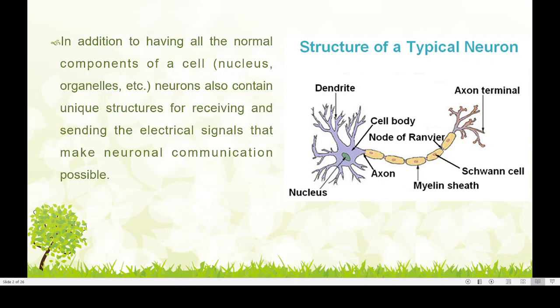Then there is a long tail-like structure, which we call the axon. And from the nucleus we have several projections which we call the dendron. So this is the basic structure of a neuron. Now if you look at the center, this main part of the neuron, we call it the cell body. This entire structure which contains the nucleus is known by the name cell body. Then we have a long tail which we call the axon, and these structures are known as the dendron.